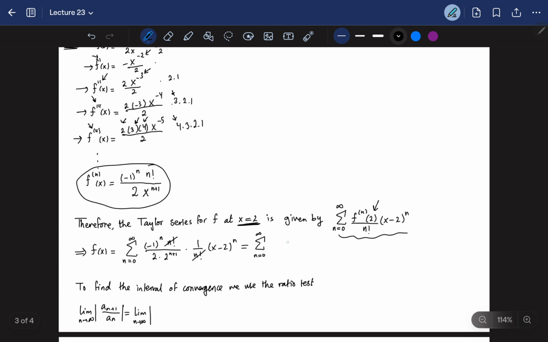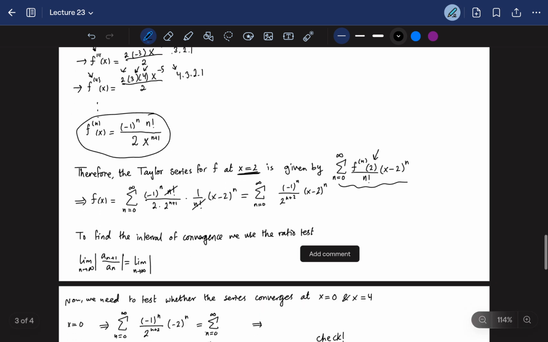And I have 2 and 2 to the n. I can combine them into 2 plus 2 to the n plus 2, x minus 2 to the n. So that's the Taylor series for my function. Now let's find the interval of convergence. I'm going to use the ratio test here.